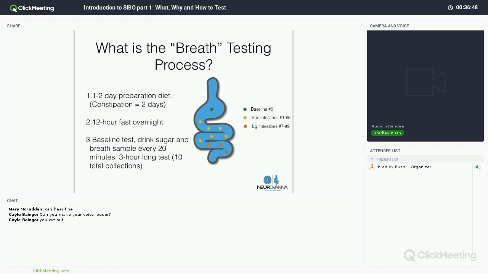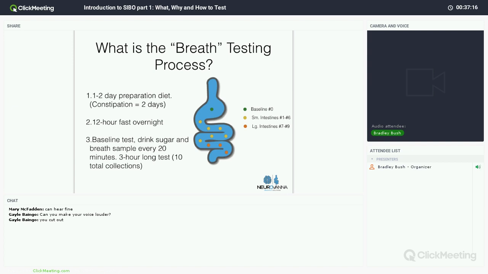It will help them in the long run by improving the quality of their test. Very important is a 12-hour fast overnight that helps make sure that things are nice and calm within the GI tract. And then the patient's basically doing this prep diet. They're fasting overnight, and then they wake up in the morning and do a baseline test. So they blow into this little apparatus to collect a sample.